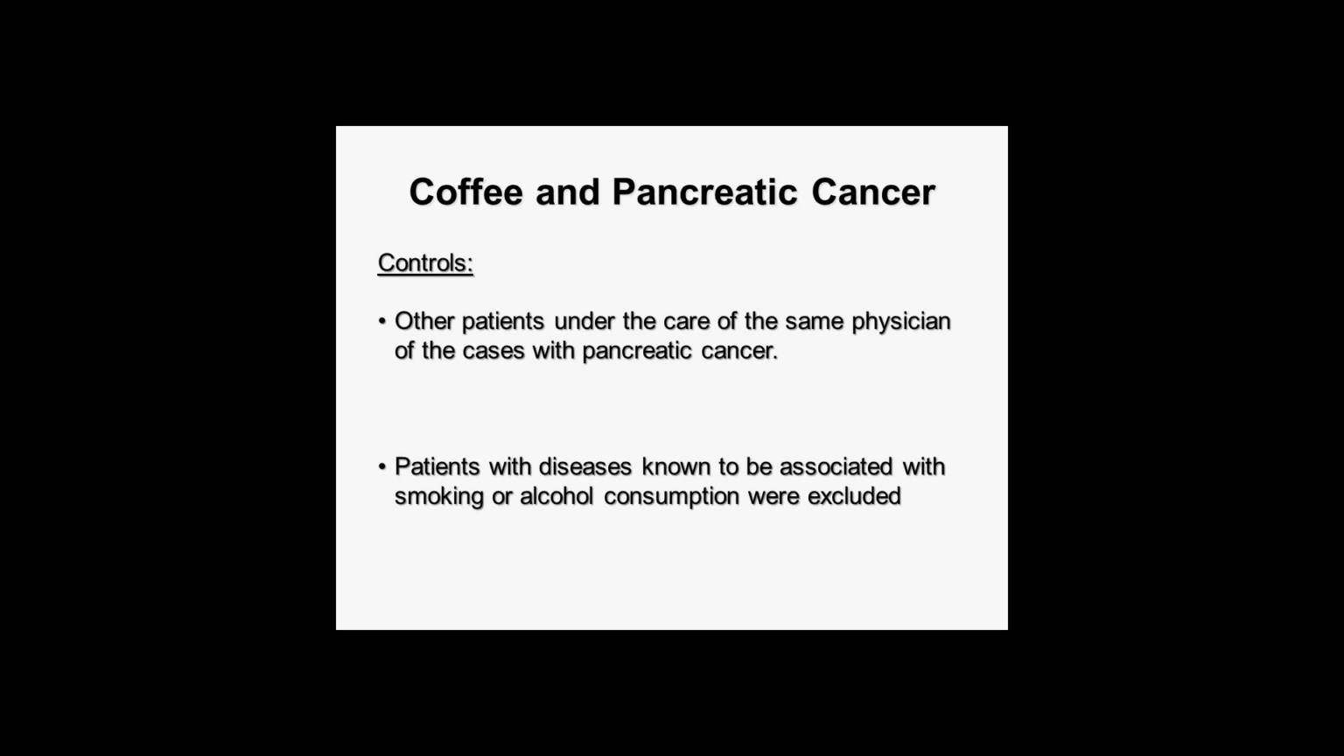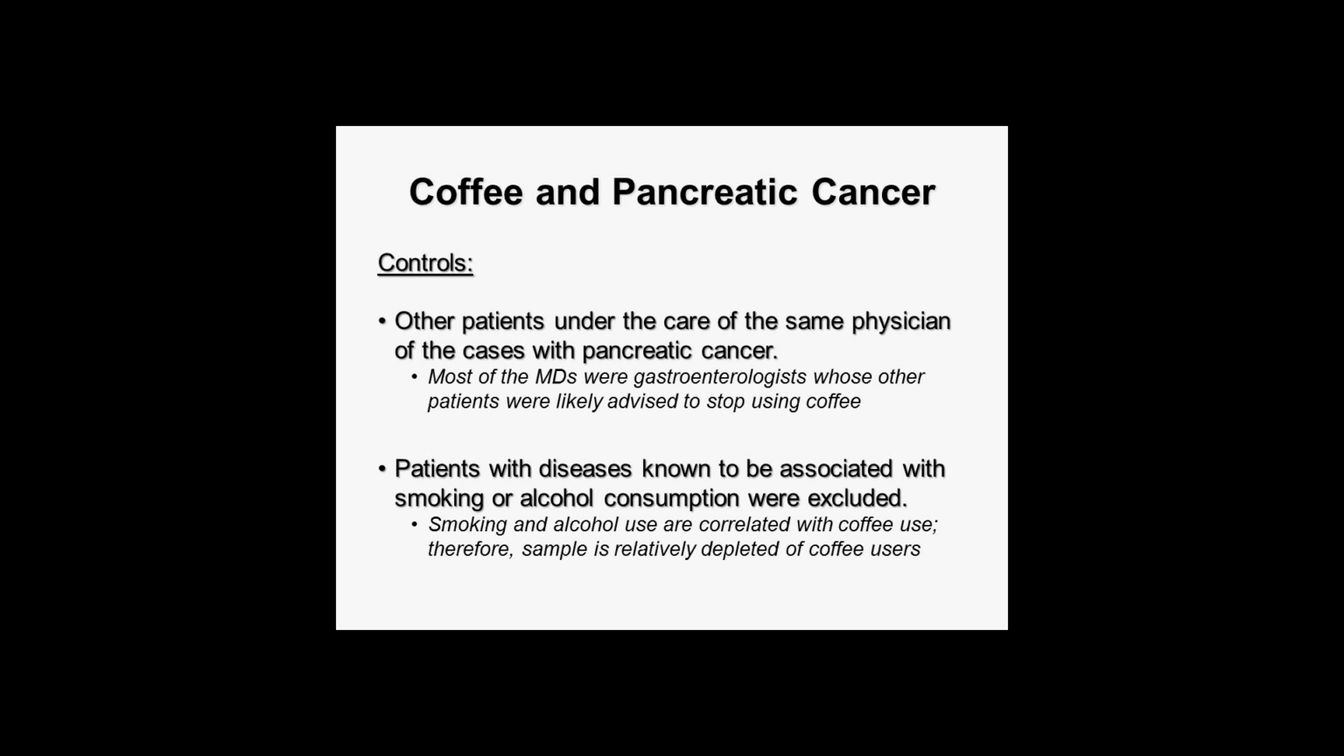Instead, as I said, the controls are simply patients under the care of the same physician of the cases with pancreatic cancer. Patients with diseases known to be associated with smoking or alcohol consumption were excluded because they're actually trying to look at confounding effects of smoking and alcohol within the study. And the only thing is, it's kind of like a double hit. First of all, you have a gastroenterologist who probably told these controls not to drink coffee, but then you exclude people that have things that are associated with drinking and smoking. And there's some people that probably have a morning cigarette with their coffee back in the day.